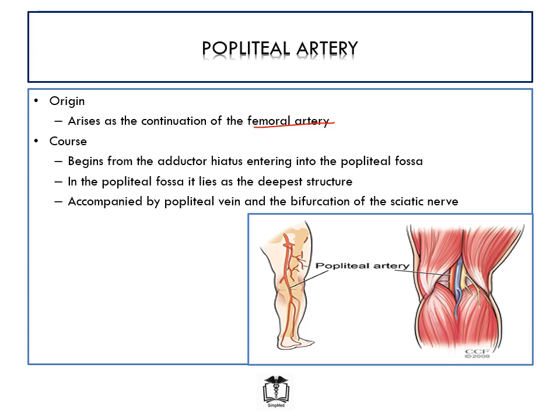We usually say it's the deepest structure there, and it's related to other structures there like the popliteal vein and the sciatic nerve. So you could see in the picture below, we have the popliteal artery, the sciatic nerve, and the popliteal vein. In terms of relation, the popliteal artery is deepest, followed by the popliteal vein, then followed by the sciatic nerve and its bifurcation.